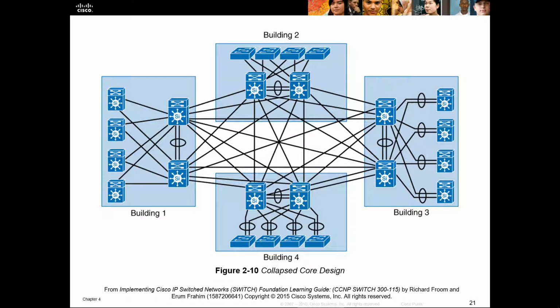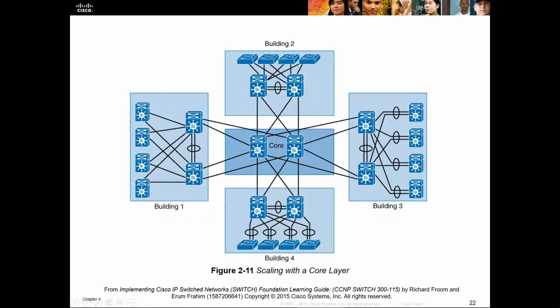We could do a collapsed core where there is no centralized core. Each distribution switch connects to all other distribution switches. Do you see how many links there are going everywhere? That just gets crazy to manage. If we centralize, it makes it more manageable.